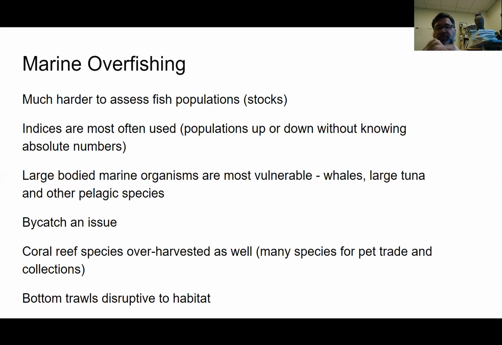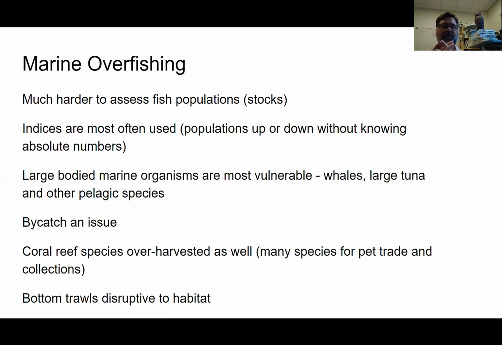So whales, things like right whales, were almost hunted to extinction. Some large tuna have become endangered, and other pelagic species that are large bodied, like marlins and swordfish. Pelagic just means they live in the open ocean. Bycatch is an issue, in particular sea turtles. When you're using a seine for shrimp, you'll also catch turtles, and that can become an issue.